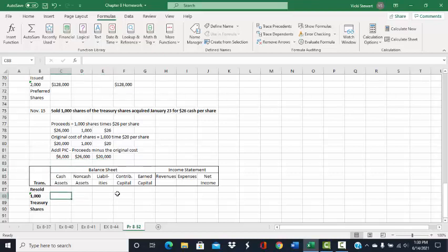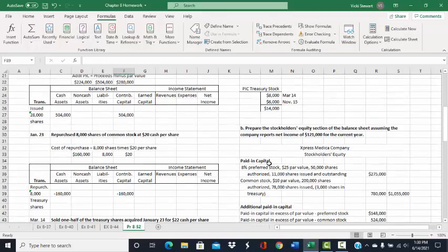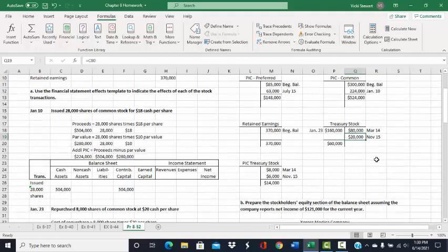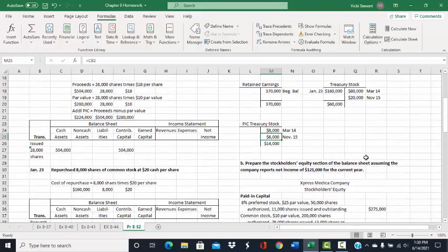On the financial statement effects template, cash would increase by $26,000 and contributed capital would increase by the same amount. When we look at our T accounts, we would see that our treasury stock decreased for the original cost and additional paid-in capital treasury stock increased by $6,000.